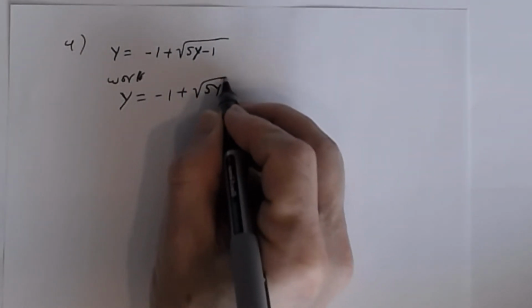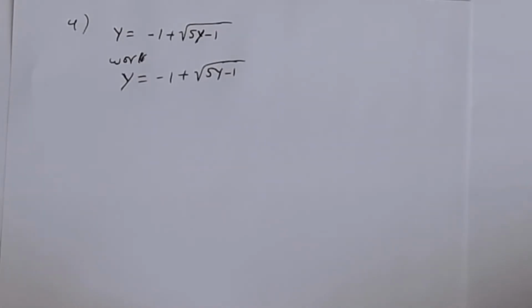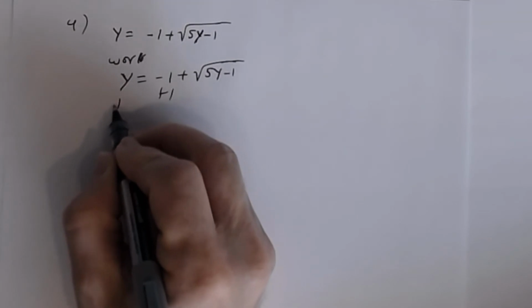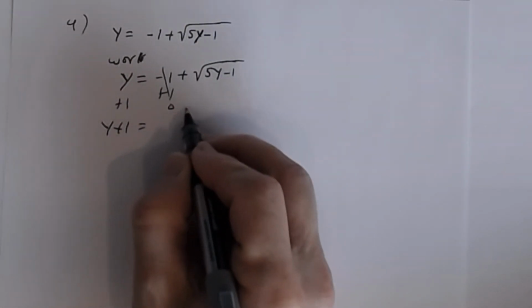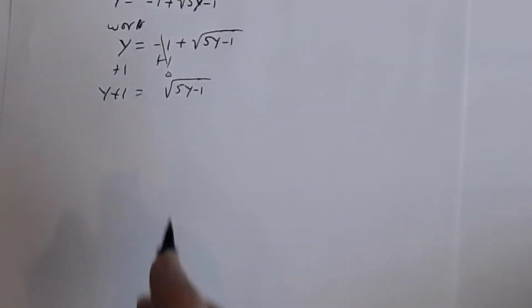Okay, so we write this over. We're going to add 1 to both sides. So I get y plus 1 equals the square root of 5y minus 1. And now I'm going to square both sides.